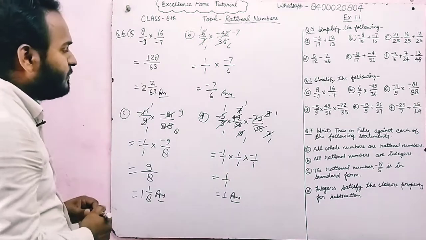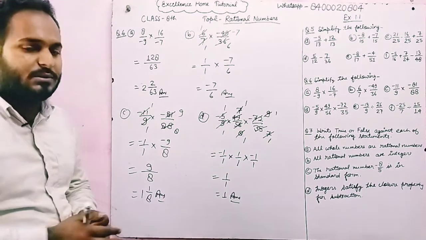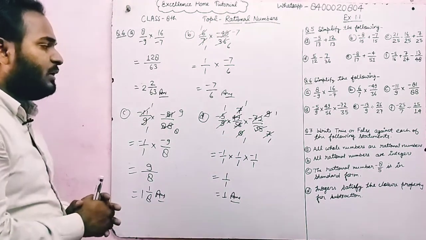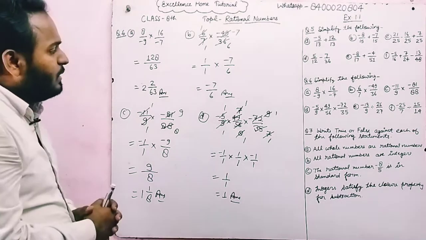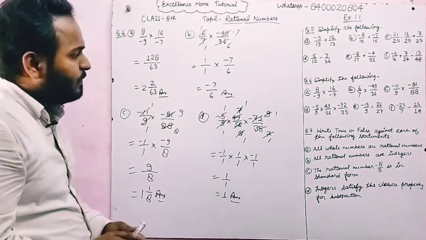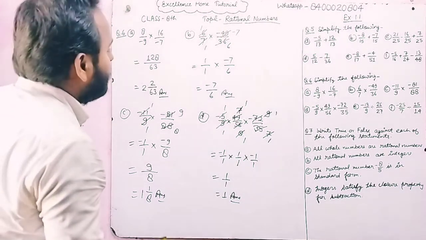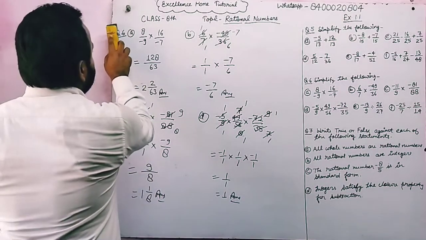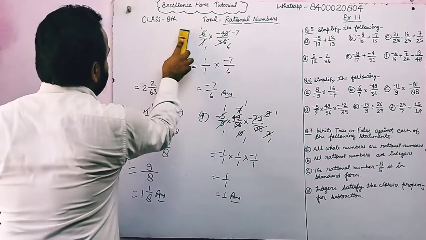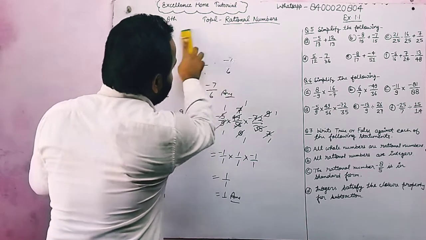So in this type of question, first of all, you have to cancel out the numbers, numerator against denominator. So this is the question. After that, moving on to E and F, which is division, a rational number divided by another rational number.